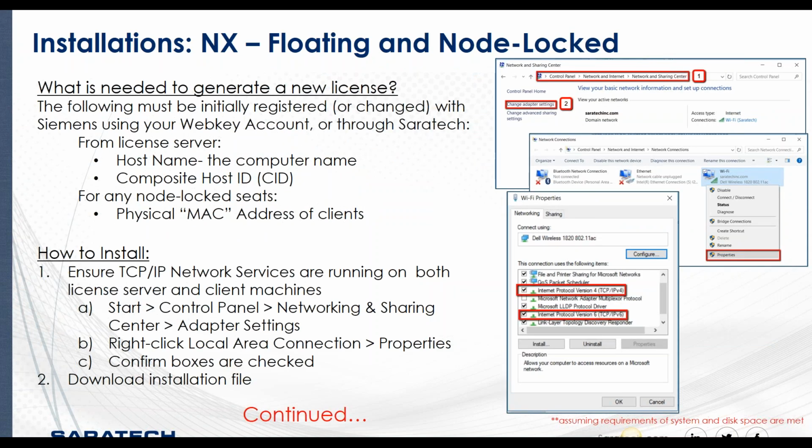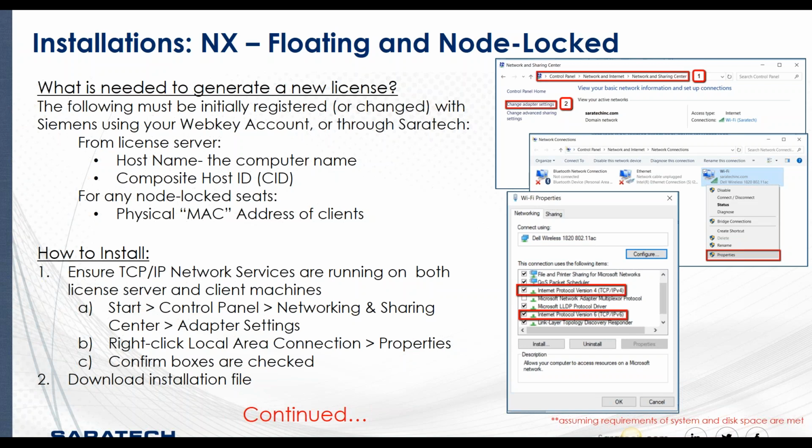Going into NX, floating and Knobloch licenses require the same items. So generating a new license file, all these must be registered or changed with Siemens using a WebKey account or through Saratech. So in the final remarks, we'll talk about things that can change the following. But from the license server, this is what you'll need: the host name or computer name or the composite CID. As we said before, Solid Edge runs a CID also, but if you're not running Solid Edge, NX has its own application that you can use to find your CID and all the following.